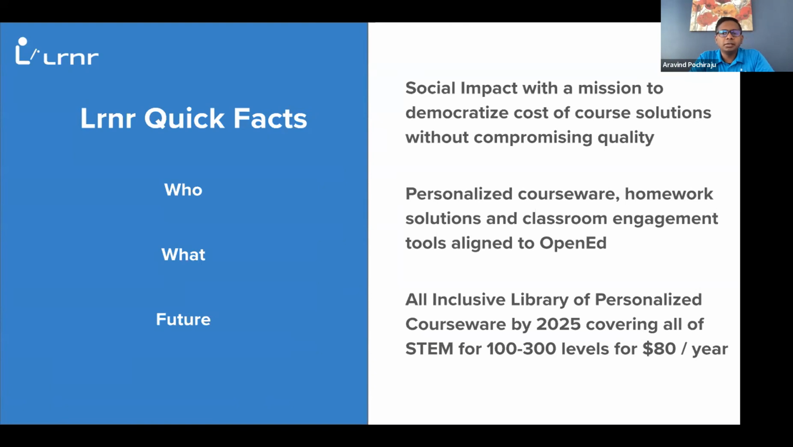So what we do today is we build personalized courseware, including the OpenStax text, homework solutions around OpenStax or open ed resources, and also classroom engagement tools. It's kind of a one-stop shop, if you will. Our goal by 2025, hopefully, is to have all these STEM 100 to 300 level courses and also offer it as a library model, more like a Netflix model, if you will. It's $80 per seat, and that will give access to all the courses that we have, which are of high quality.